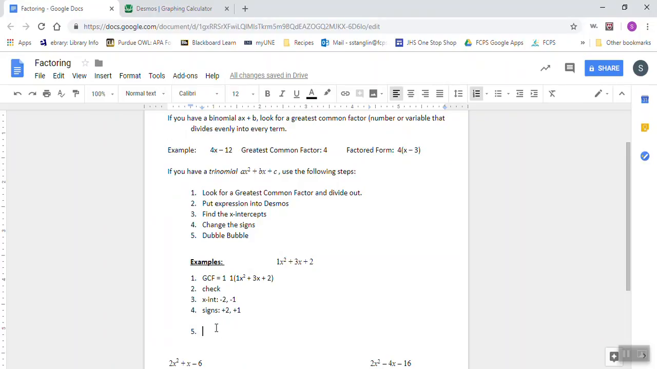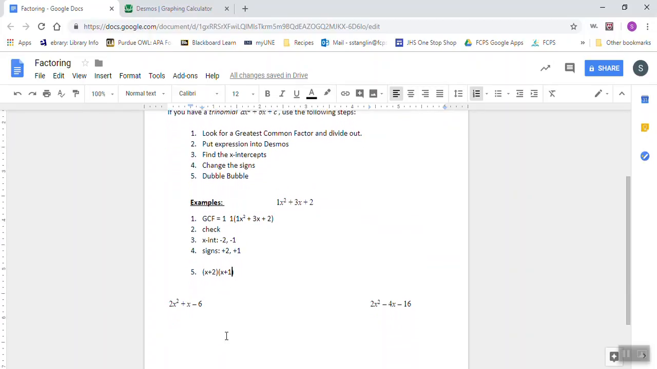So then the last step is double bubble. We're going to set up 2 parentheses because that's how we write factors. So we put an x in the front of both, and then we put the numbers. So plus 2 and plus 1. So those are the 2 factors of this expression, x plus 2 and x plus 1. Let's try another example.